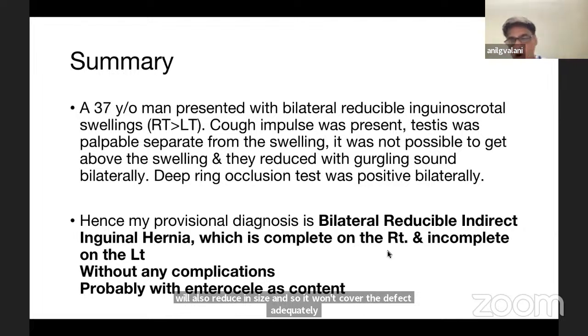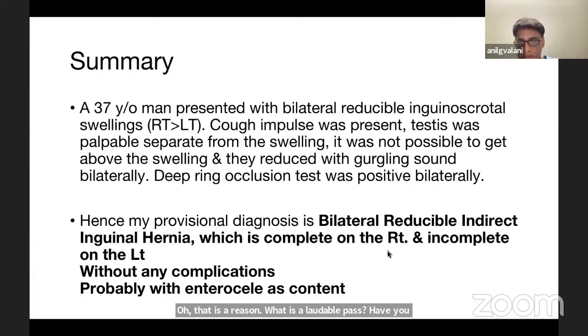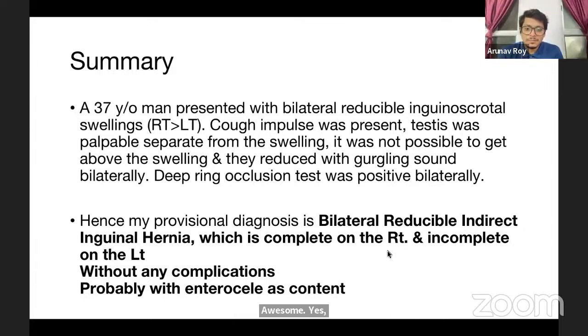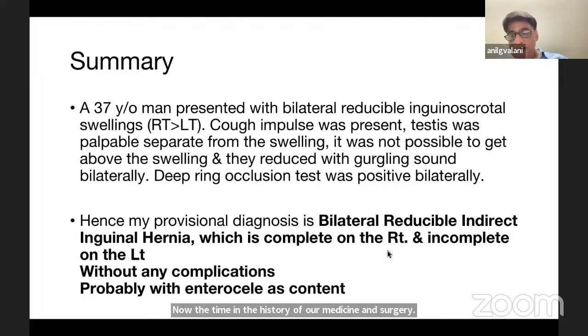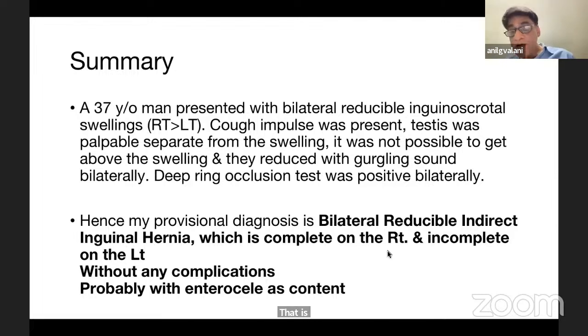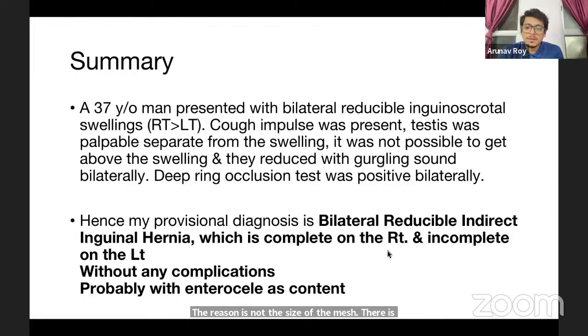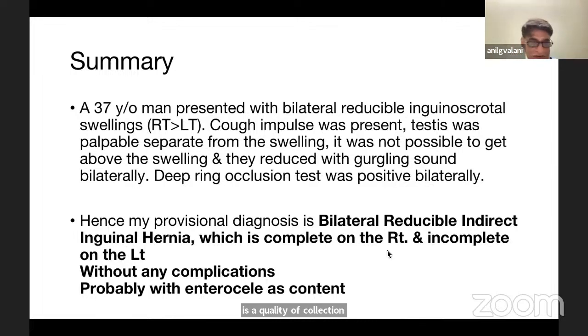Oh, that is the reason? What is laudable pus? Have you heard of it? No, sir. There was a time in the history of our medicine and surgery, hundreds of years ago, where the appearance of pus heralded cure and treatment. If the wound was not throwing out pus, it was considered a bad thing, that this wound will never heal. So once the pus starts coming out, everybody would enjoy. Here, where the pus is coming out from inguinal hernia, we are not enjoying. We are sad that it is becoming recurrent. The reason is not the size of the mesh. The reason is the quality of collagen. Yes, sir. Okay. Great, good.